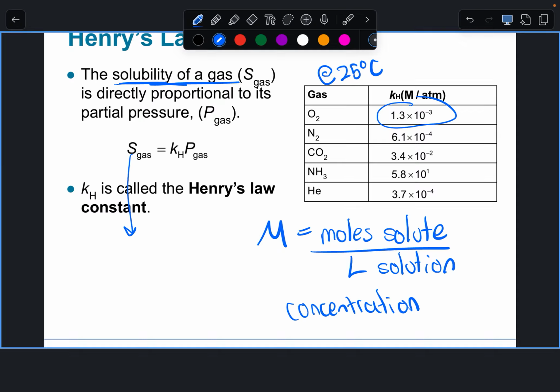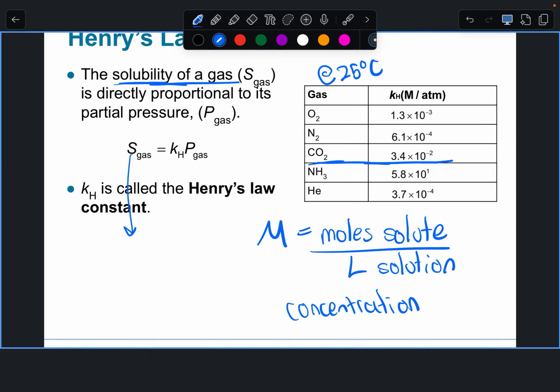So let's look at CO2 specifically. I know I highlighted oxygen, but there we go. So for every atmosphere of CO2 gas that you apply over the top of a liquid, you're going to be able to get 0.034 moles to dissolve in every liter. Think of a 2-liter bottle, okay? So you would be able to get 0.034 times 2 moles of CO2 to dissolve in that 2-liter bottle for every atmosphere of CO2 that you put above the liquid.